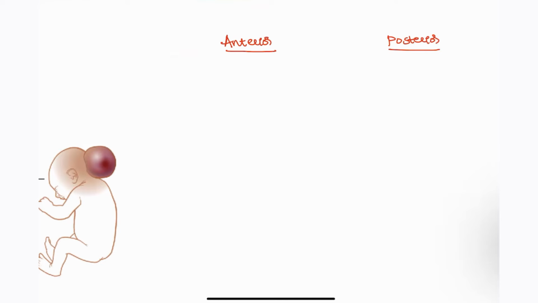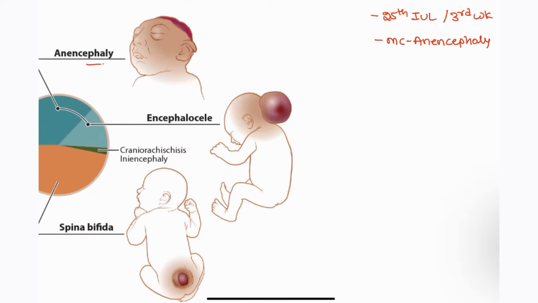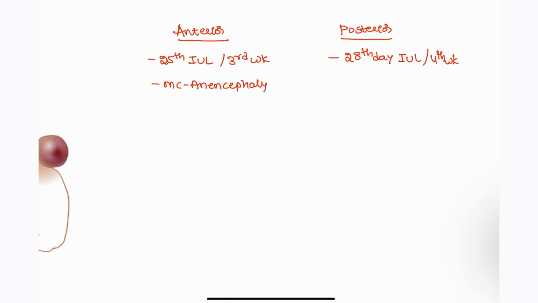The anterior defect is affected at the third week of embryogenesis, or it is seen at the 28th day of intrauterine life, the fourth week of life. Okay, fourth week of life. And the most commonly associated defect here is anencephaly. What is meant by anencephaly, guys? Here in the picture you can see the condition of anencephaly. On ultrasound, frog face and lemon sign are the signs that will be seen in anencephaly.